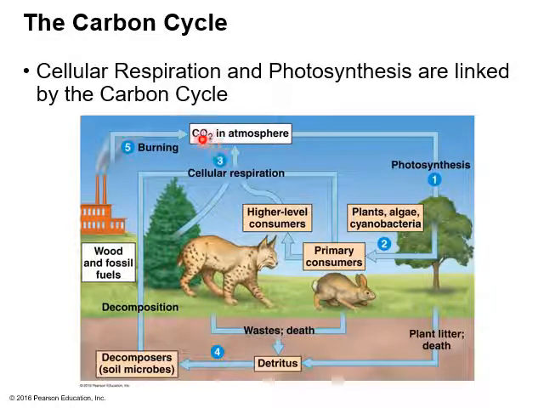So carbon dioxide is in the atmosphere. Plants take it in, make sugars from it. Those sugars go through food webs, and things consume it. Decomposers consume it, and then through cellular respiration, carbon dioxide goes back up into the atmosphere. So we have this kind of loop cycle going on, where carbon dioxide goes through this continuous loop that links together cellular respiration and photosynthesis.